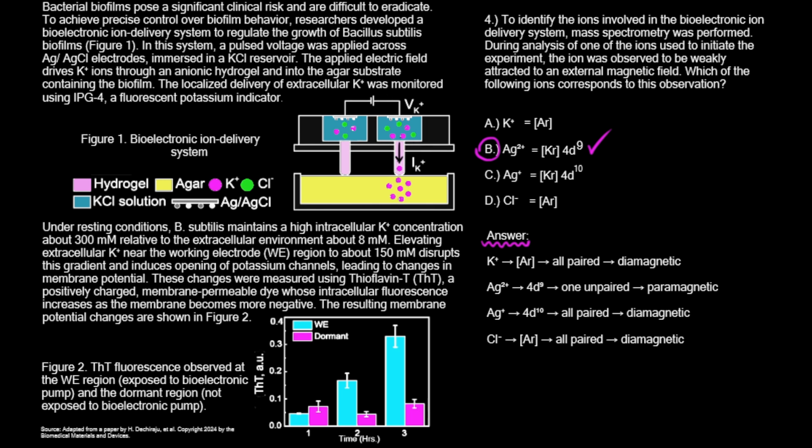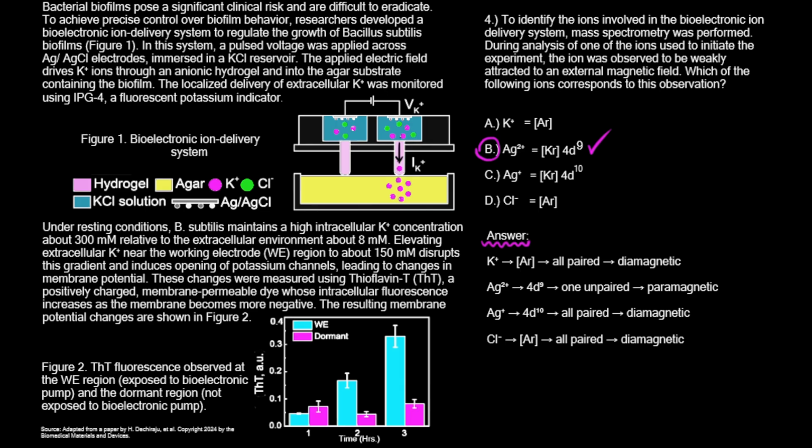Ag+ loses 1 electron from its neutral silver atom, resulting in a filled 4d10 configuration. Since all electrons are paired, it is diamagnetic. Cl- gains 1 electron to achieve the electron configuration of argon. Again, this configuration is fully filled and diamagnetic. Thus, the ion that would be weakly attracted to an external magnetic field is Ag2+. The correct answer is answer choice B.